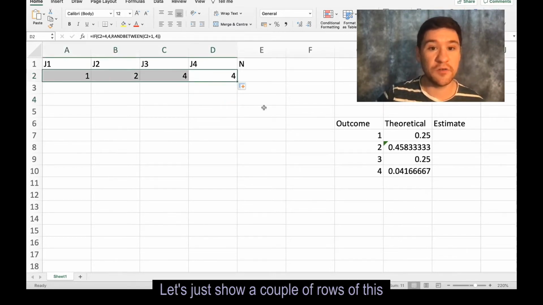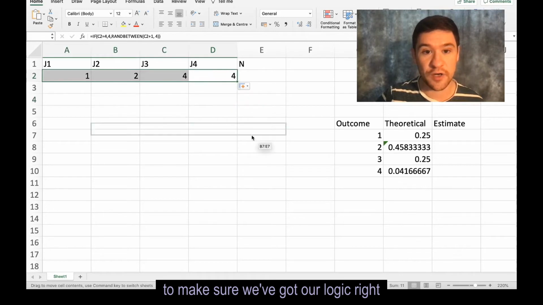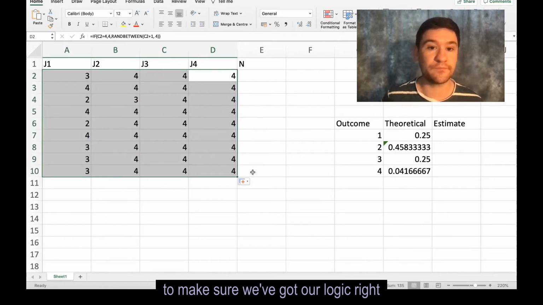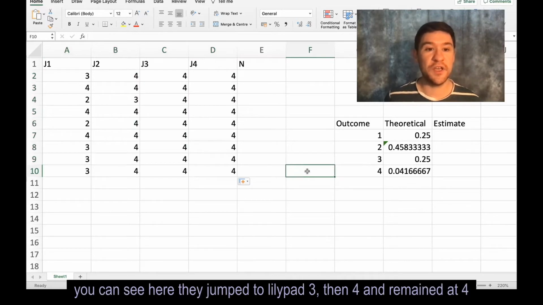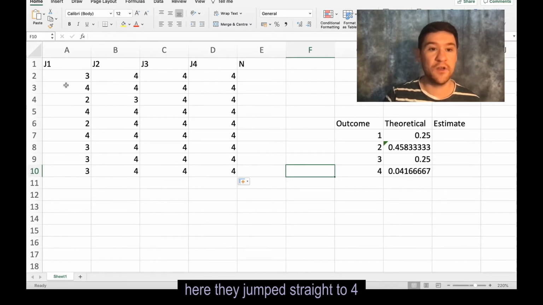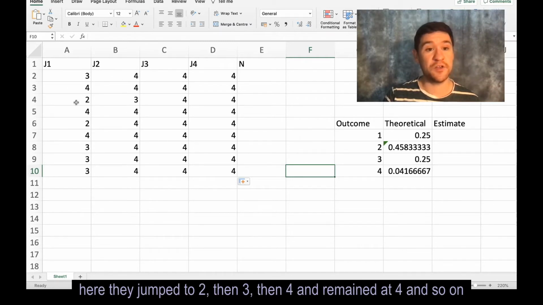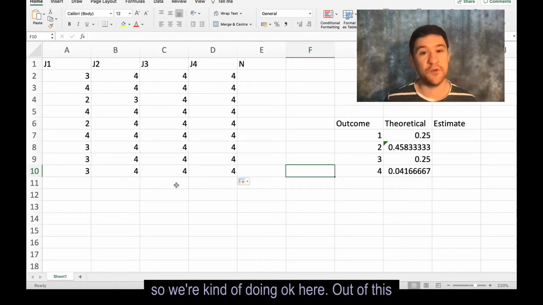Let's just show a couple of rows of this to make sure we've got our logic right. So you can see here they jumped to lily pad 3, then 4 and remained at 4. Here they jumped straight to 4. Here they jump to 2, then 3, then 4, and remained at 4, and so on. So we're kind of doing okay here.